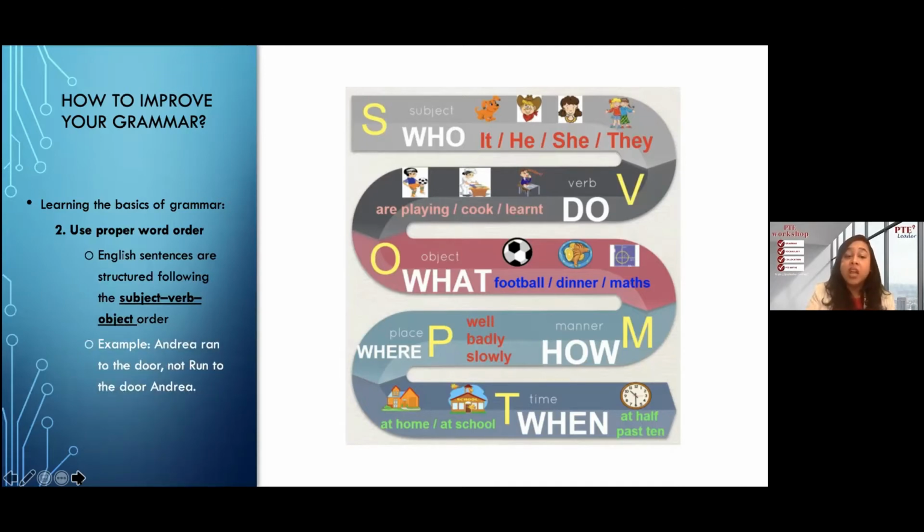For example, Andrea ran to the door. So subject, Andrea, then verb, ran, then to the door, the other part. We don't say run to the door, Andrea. So whenever you are writing something, especially in a summary or essay, always keep in mind the subject, verb, object rule.